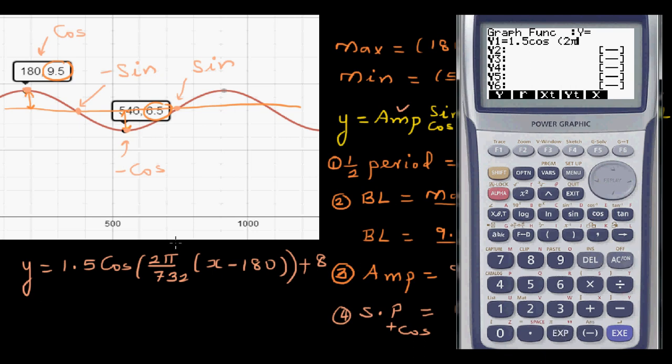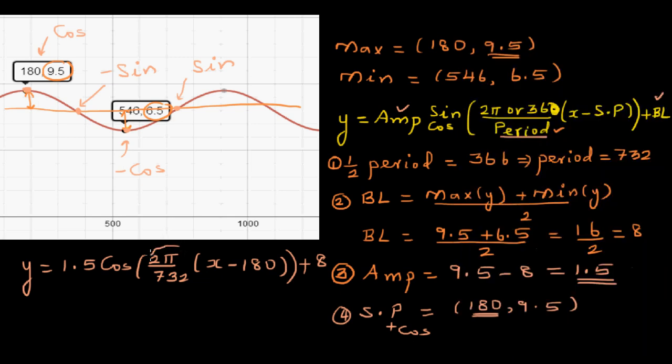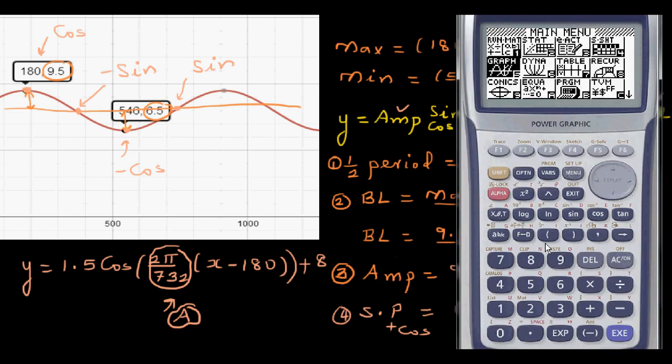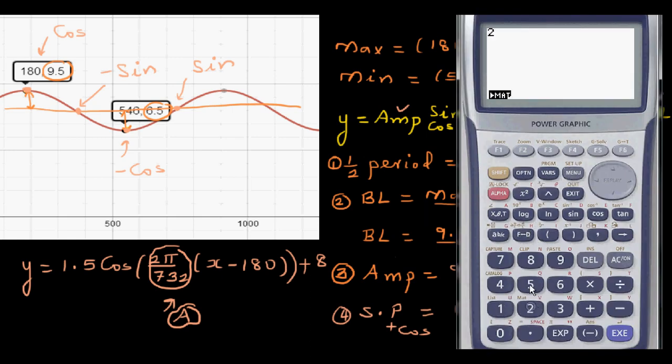First let me save this as a letter, because the calculator may not draw the exact graph if I type in 2 pi divided by 732. So let me first go to the run menu and type 2 shift pi divided by 732. This is a very small number, so I can save that. If you press this arrow key and press alpha A, it will remember this number. If you just want to confirm this, press alpha A, and that will give you this.